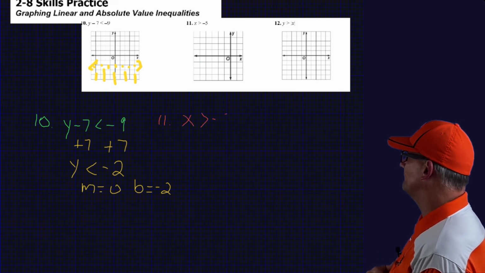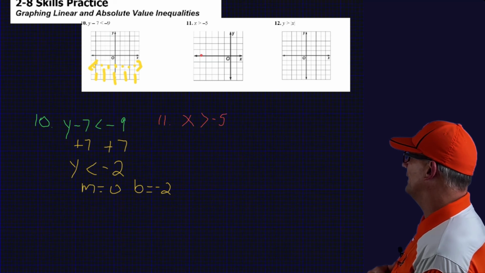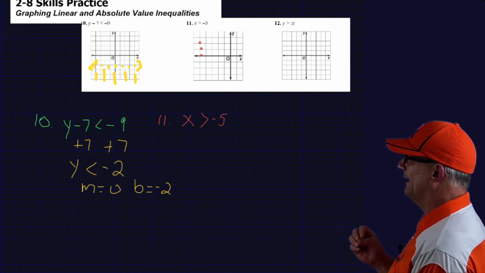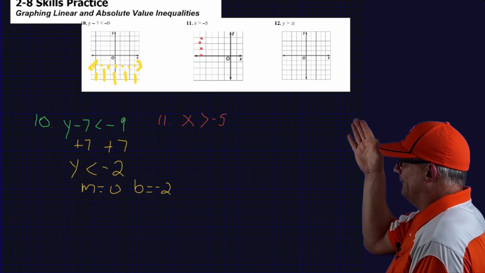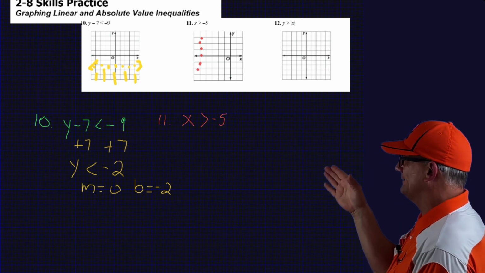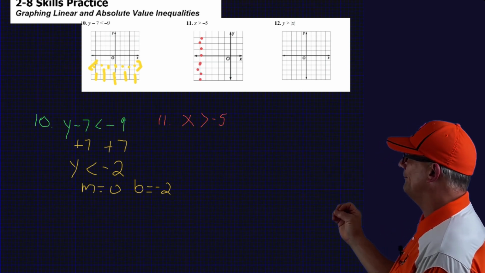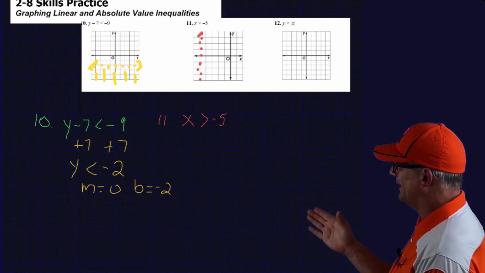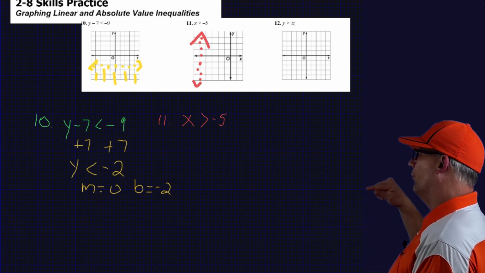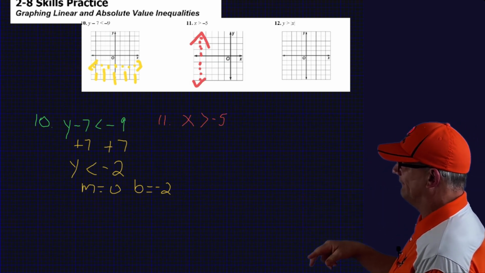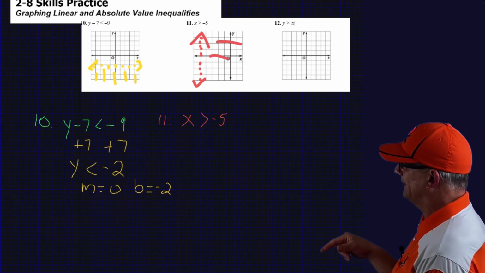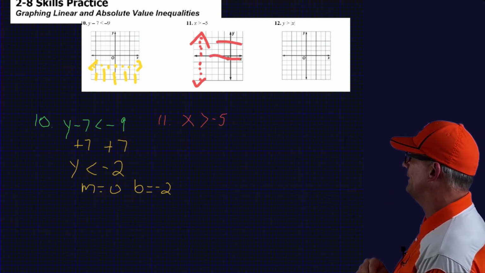All right, number 11. I have x greater than negative 5. Think of it as, okay, where's x? Where's negative 5 on the x, right? And no matter what value I pick for y, x will be negative 5. So if I pick 1 for y, x is still negative 5. If I pick 2 for y, x is still negative 5. So it's a vertical line straight up and down.